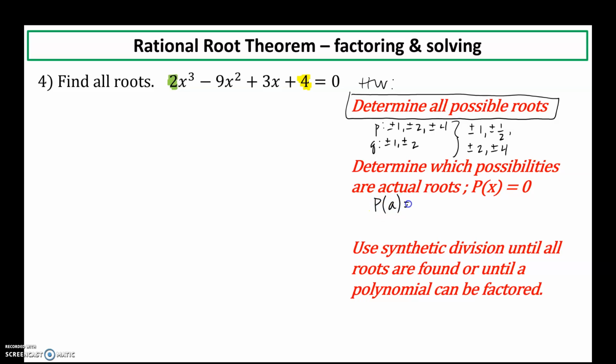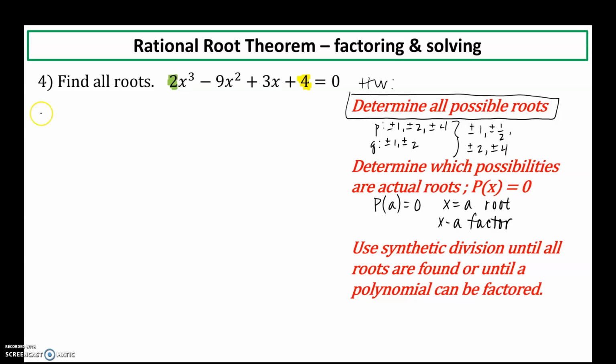If we plug a value into our function and get an output of 0, two things: x equals a is a root, and x minus a is a factor. So, like I mentioned in the previous video, you started this chapter by being given a root. Now it's up to you to find them.